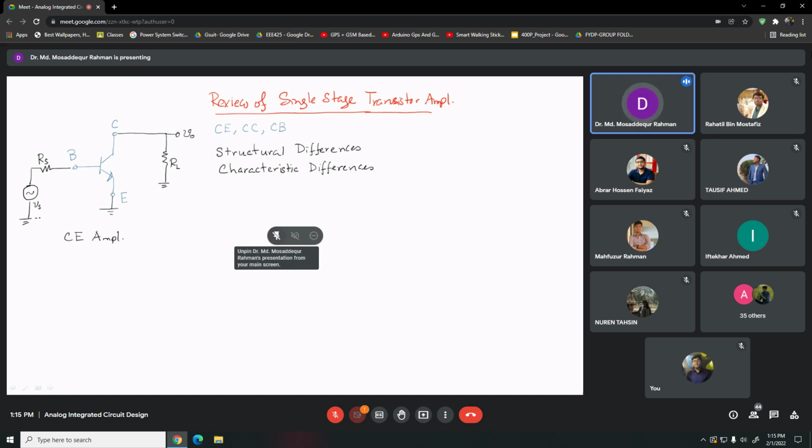So here emitter is common, see? Emitter is common to both the input and output. Input we apply between base and emitter, output we take from collector and emitter. So that's why the name common emitter.